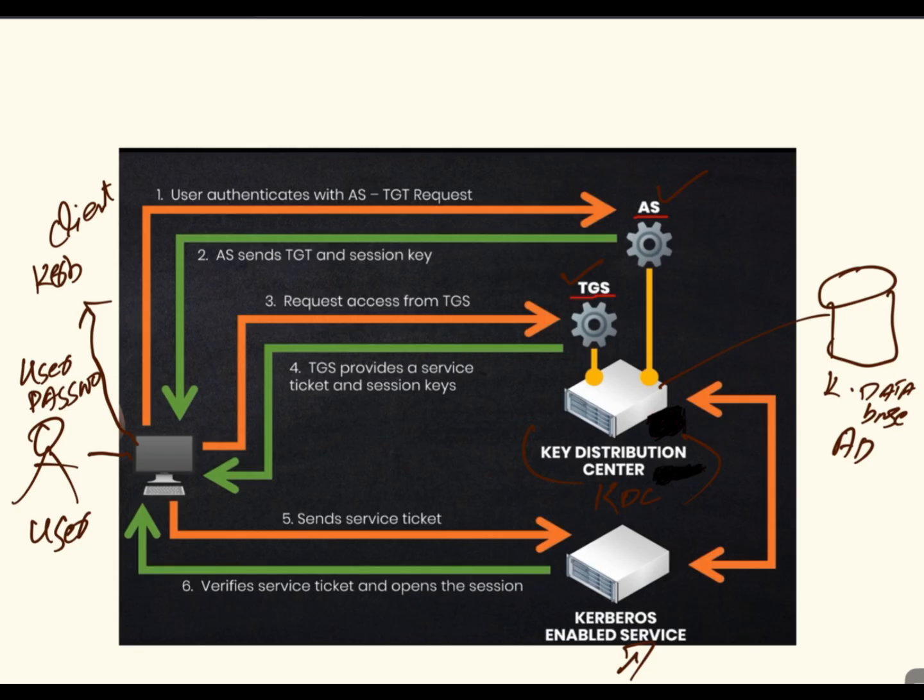The user logs in, enters username and password, and then the Kerberos client will, in this first step, send only the username to authenticate the user with the AS, with a TGT request. So the user authenticates with the AS, the authentication server.